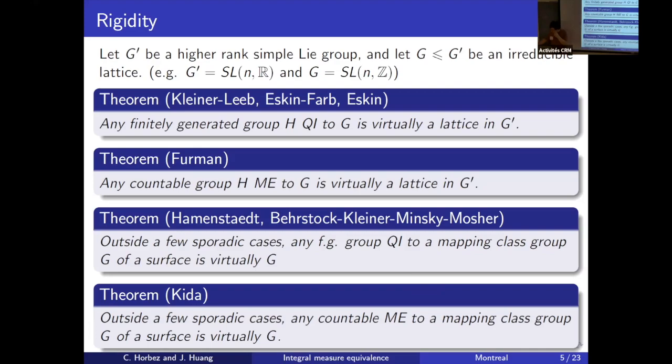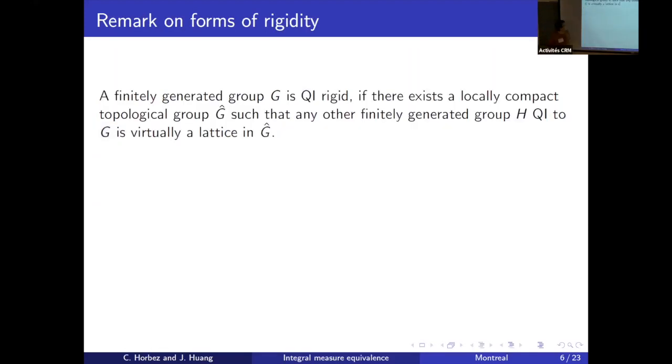Now I want to formalize this, because sometimes when people say something is QI rigid or ME rigid, they mean different things. There are many different forms of QI rigidity or ME rigidity, so I'll make a definition just for the sake of this talk. I'm going to say a finitely generated group is QI rigid if the class of all groups quasi-isometric to it sits inside the same locally compact topological group. That's what happens for high rank lattices. So that's a uniformizing object.